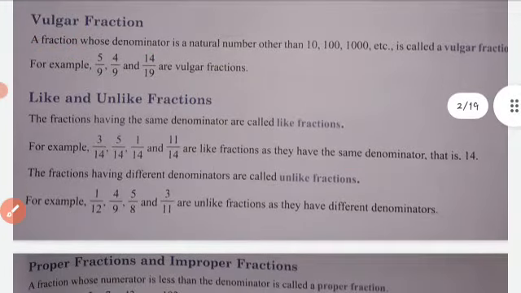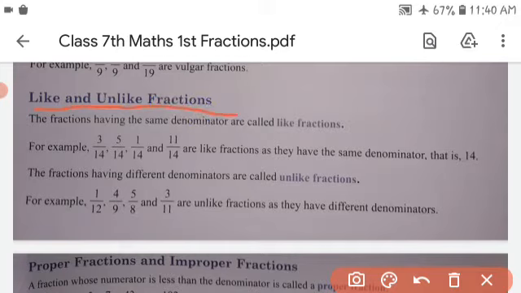Like and unlike fractions. The fractions having the same denominator are called like fractions. For example, 3 by 14, 5 by 14, 1 by 14 and 11 by 14. All denominators have the same number, 14. So these are like fractions, because again the denominator is the same, that is 14.